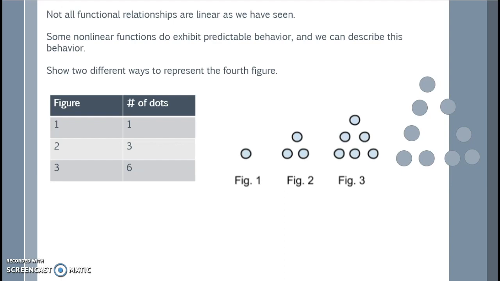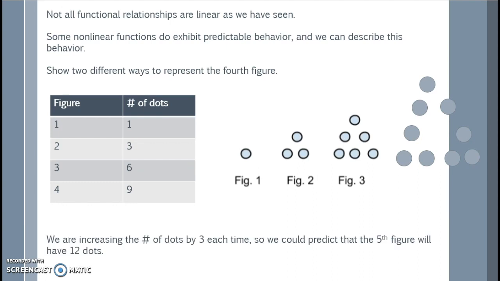So if I'm looking at the figure number, I count the number of dots. I see that I'm increasing each time by 3. So we could predict that the fifth figure will have 12 dots.